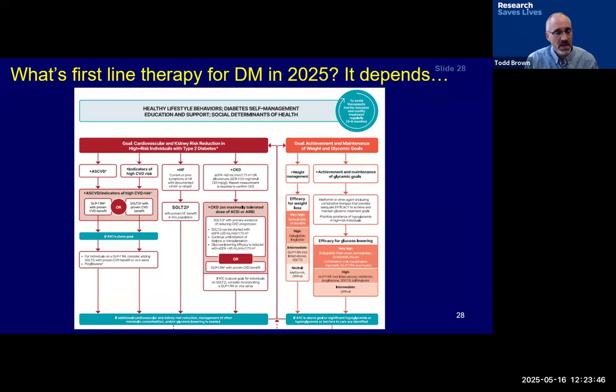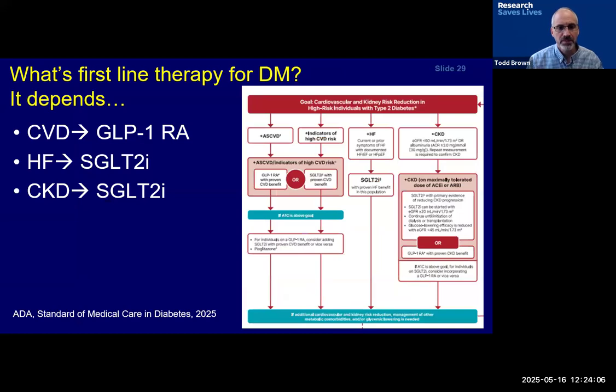So here's the ADA algorithm, and you probably can't read it, but I'll zoom in on certain parts of it. It focuses on lifestyle behaviors and then looks at risk factors. On the left, you'll see cardiovascular and kidney risk reduction, and on the right, weight loss and glycemic goals. For people who have cardiovascular disease or are at high risk of cardiovascular disease, which is pretty much everyone with diabetes, we should be giving medications that we know decrease events.